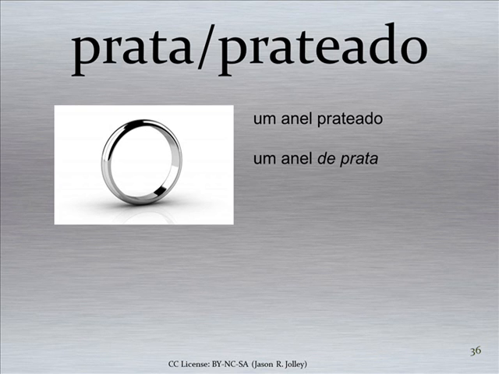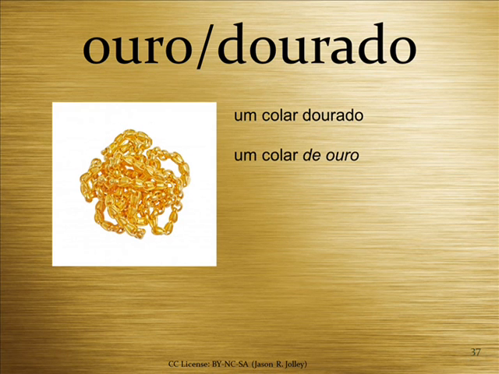Anel de prata. Similarly, to talk about golden things or things that are golden in color, if it's the color I'm really emphasizing, dourado. Colar, a necklace, colar dourado. Or if I really want to be clear that it is made from gold, colar de ouro. So, colar dourado, colar de ouro.